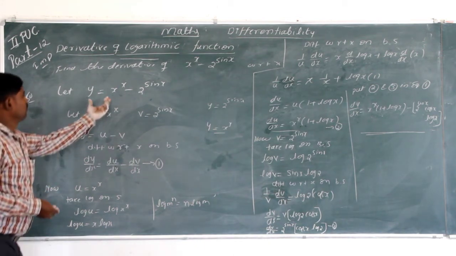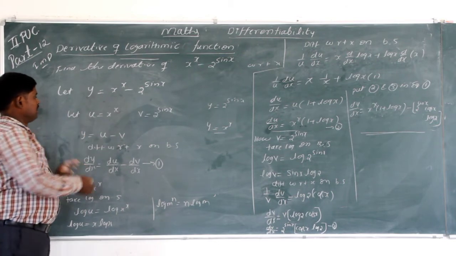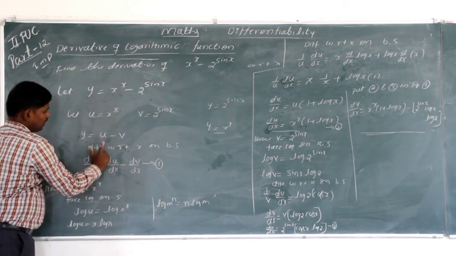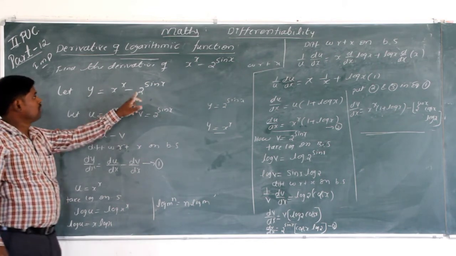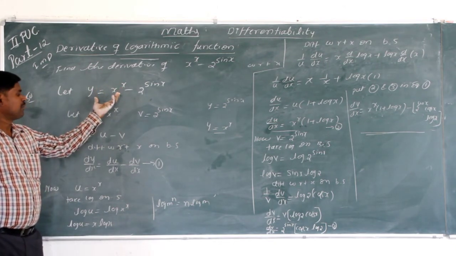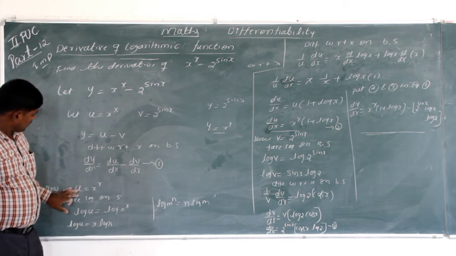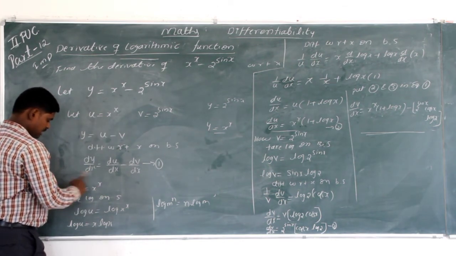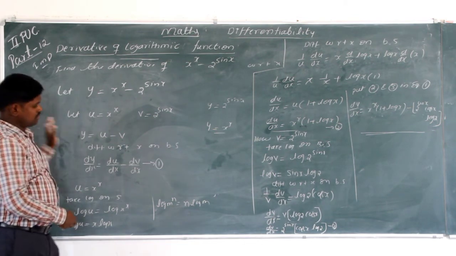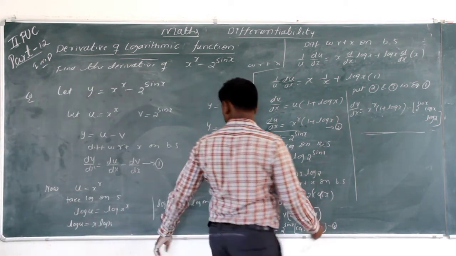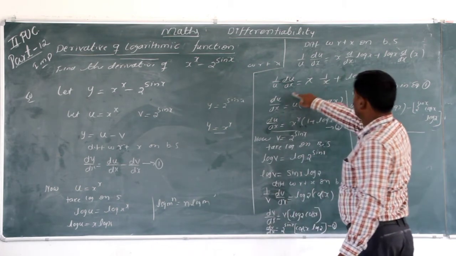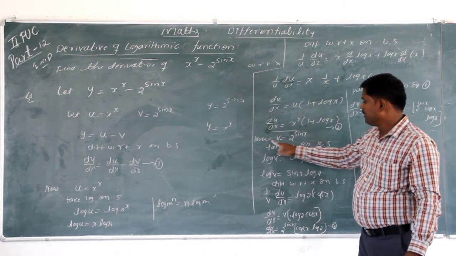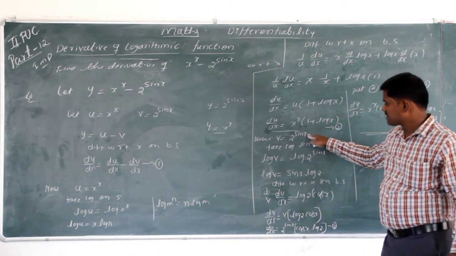So first we take the given function separately, that is u and v. Then only we take log on both sides. Don't take log directly here, there is no such step in the process. Now we consider u. By using this, we find the value of du by dx, and it is taken as equation number 2. And by considering v is equal to 2 to the power of sin x.